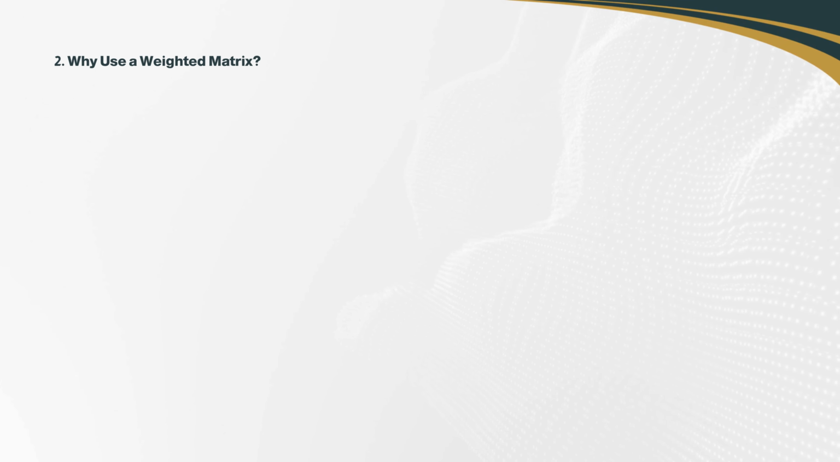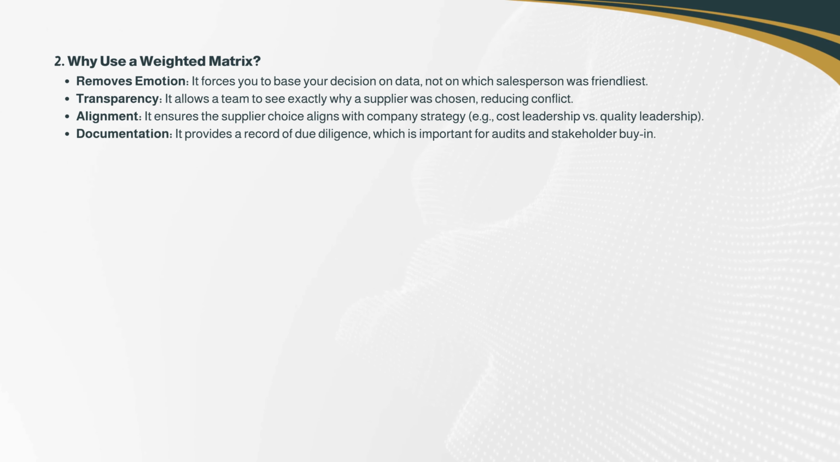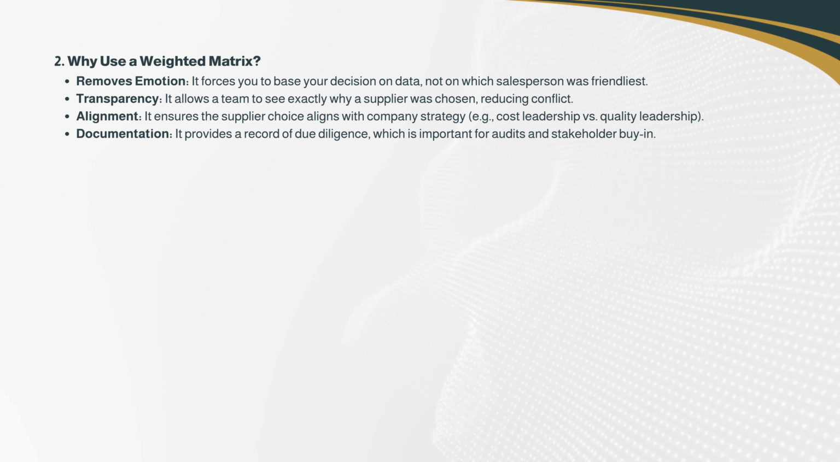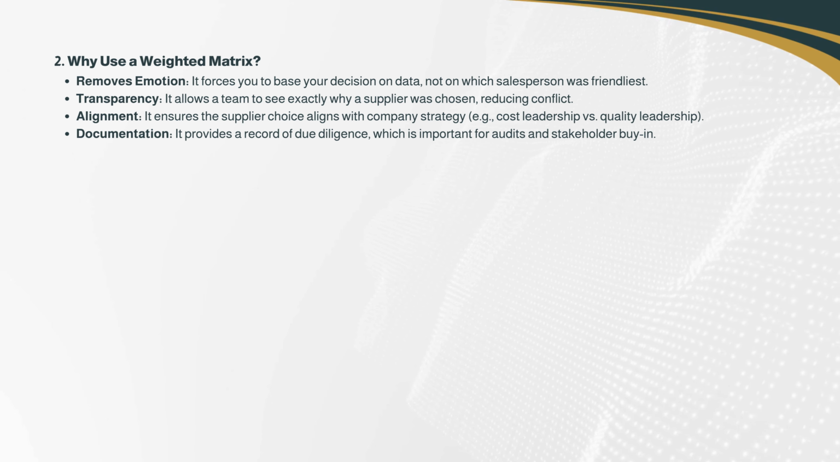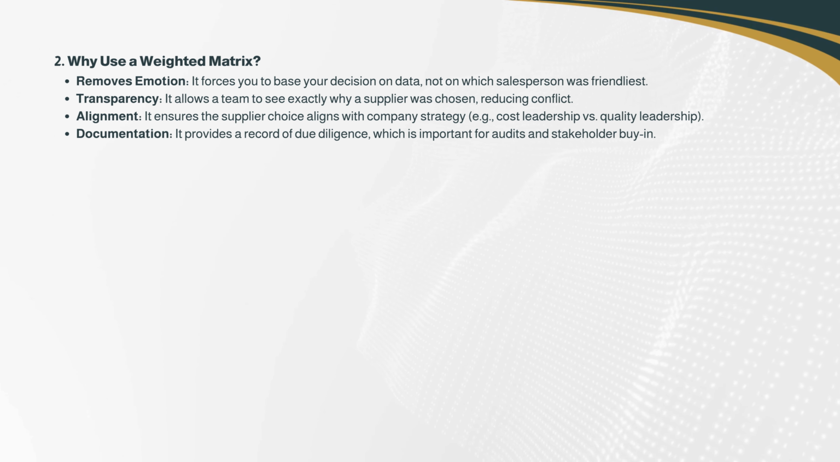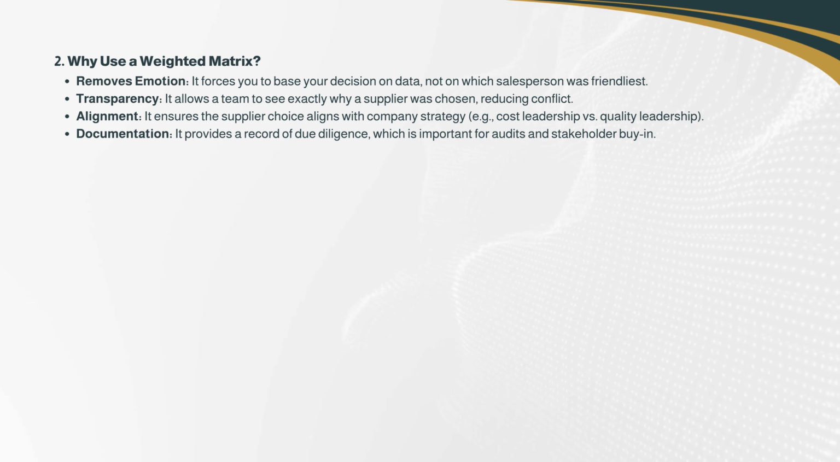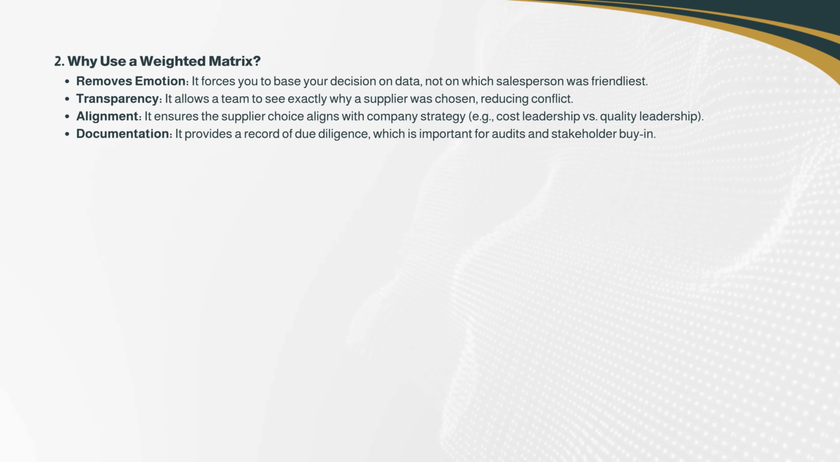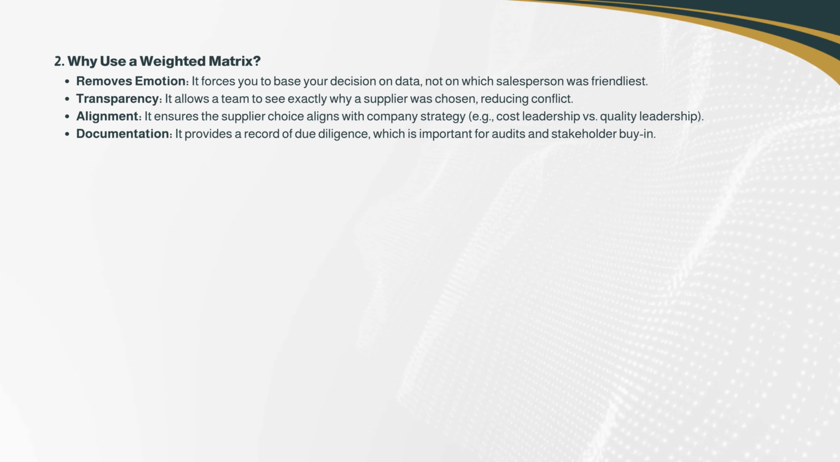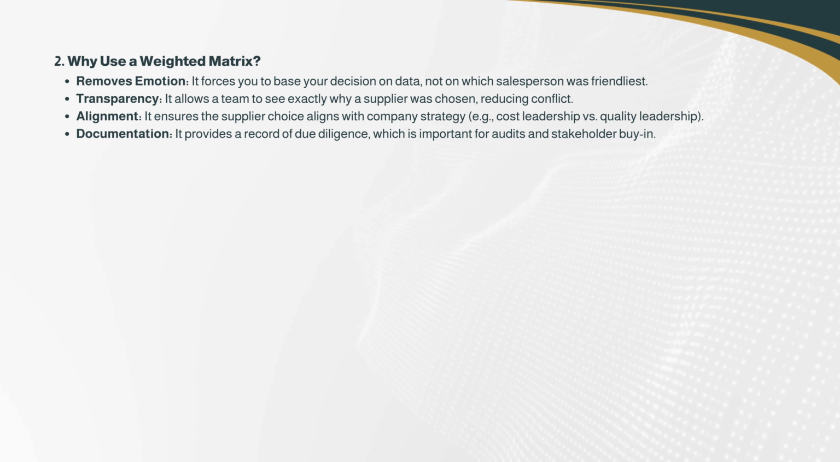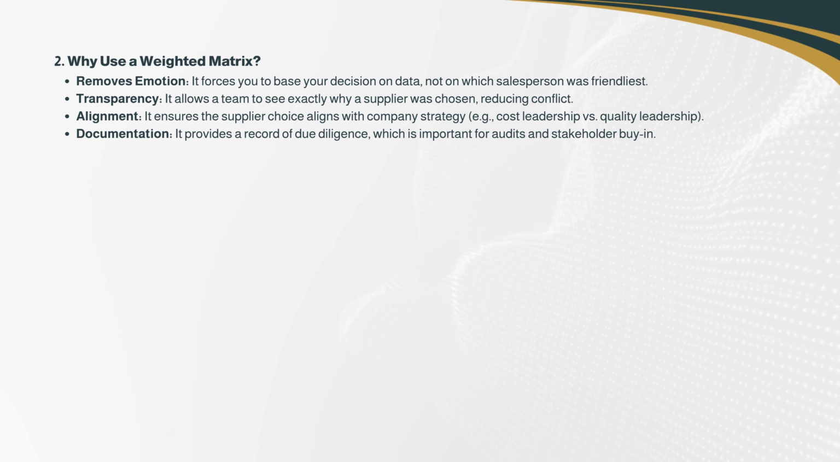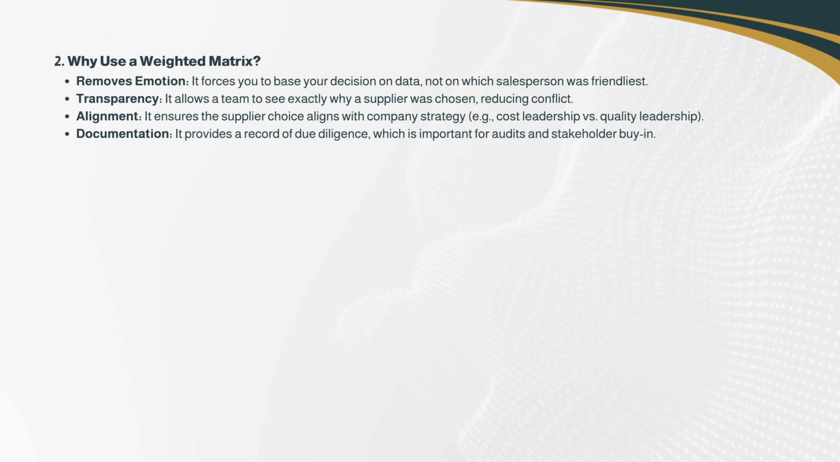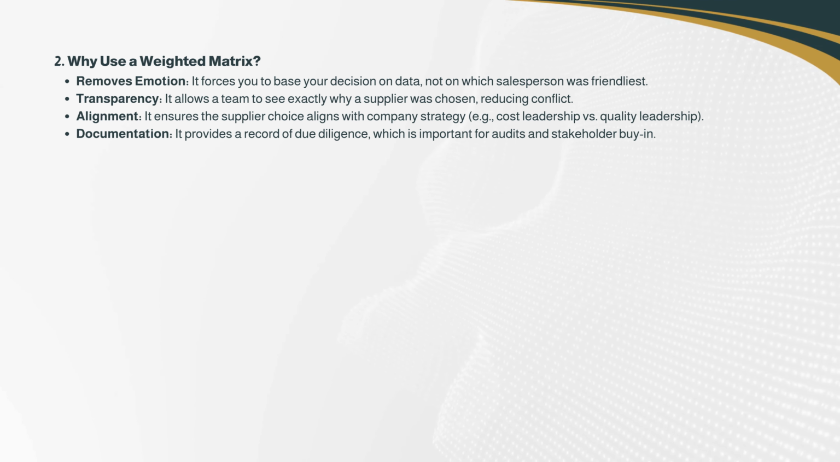2. Why use a weighted matrix? Removes emotion. It forces you to base your decision on data, not on which salesperson was friendliest. Transparency. It allows a team to see exactly why a supplier was chosen, reducing conflict. Alignment. It ensures the supplier choice aligns with company strategy, e.g., cost leadership versus quality leadership. Documentation. It provides a record of due diligence, which is important for audits and stakeholder buy-in.